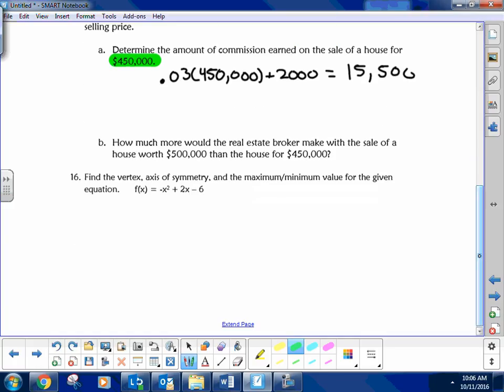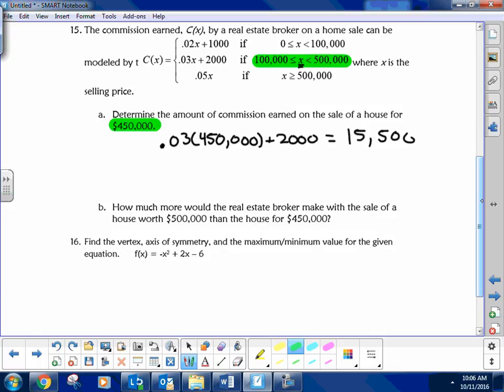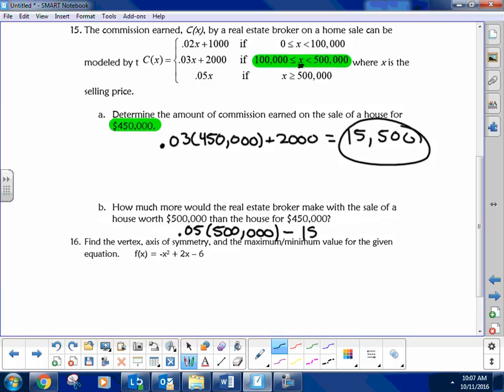Now it wants to know how much more a real estate broker would make with the sale of a house of 500,000 than a house of 450,000. Well, let's go ahead and see what the solution is for that. So we're going to do 0.05 times 500,000. I'm going to subtract because I want to know the difference. Since I have the solution for the 450,000, I'm just going to use whatever that amount is.